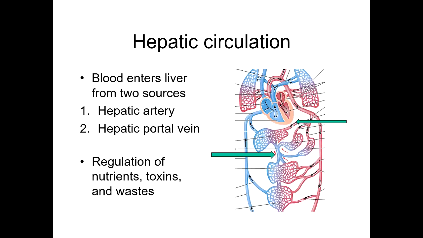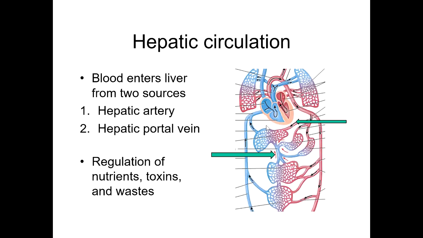I would like to briefly go over hepatic circulation and fetal circulation so that we can have those for the upcoming exam. We talked about how when blood enters areas such as the spleen, pancreas, stomach, those areas, before the blood is brought back to the inferior vena cava, it goes through the liver.